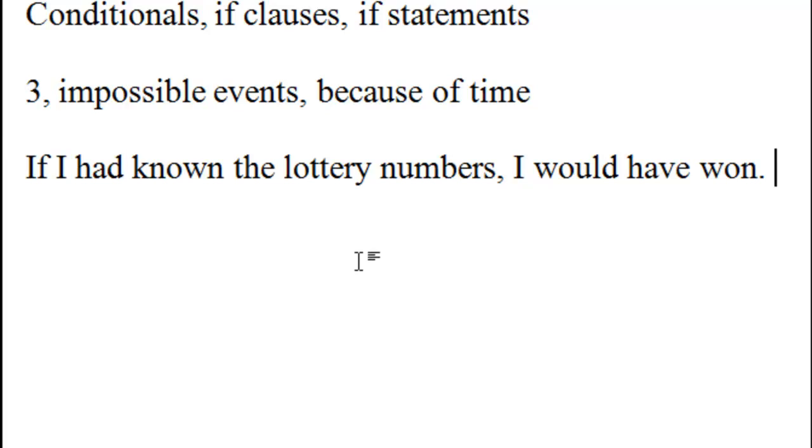Okay? Now think about this. You can't win now because the lottery is already over, right? That's what I mean by impossible, right? Because of time. It already happened in the past. And the verb tense over here is had known, right? Had is the past perfect form, okay?